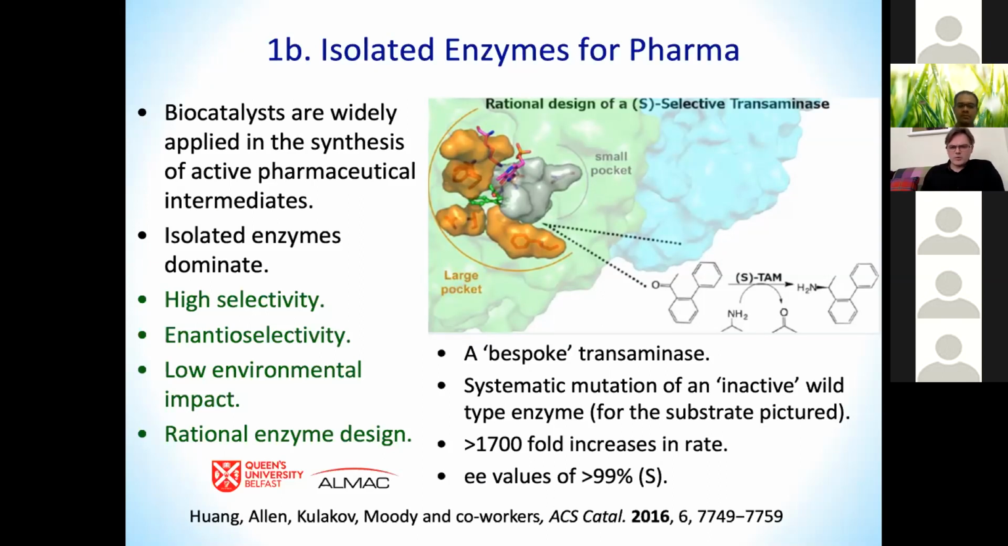So in this example, a wild transaminase was isolated, and that really wasn't active at all for the transformation that they wanted of this ketone, this aromatic ketone, into an amine, and a systematic mutation, bearing in mind the protein structure and bearing in mind the mechanism of the reaction which was desired, allowed over 1,700-fold increase in the rate of the reaction and some really excellent enantioselectivities.